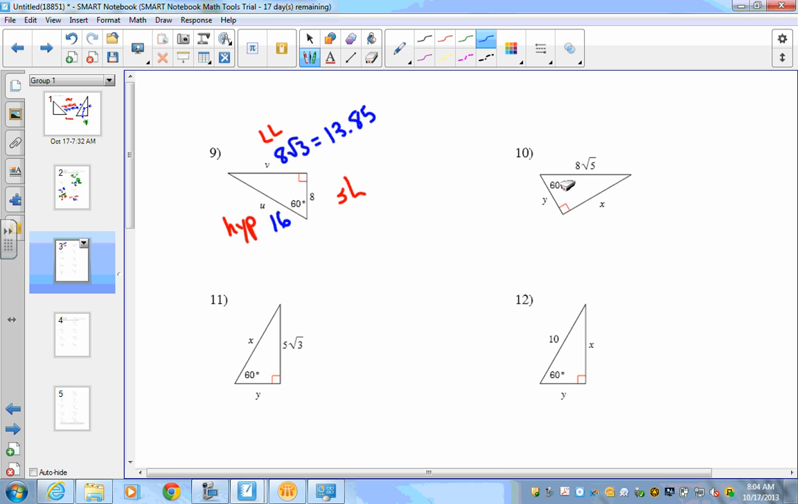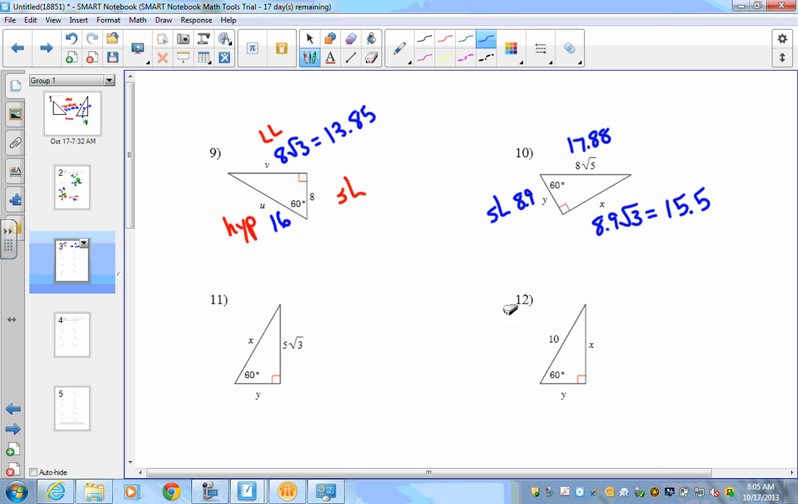Now let's look at question number 10 because that looks kind of funky because of the 8 radical 5. Well, I don't like radicals, and at this point we haven't really talked about them, so I'm just going to convert this to a decimal. So that's 17.88. This is my short leg right here, so I'm going to divide it by 2, which gives me 8.9. And then I'm going to multiply it by radical 3, 8.9 radical 3, which gives me 15.5. We'll just say 15.5.